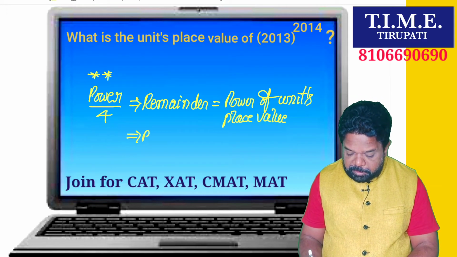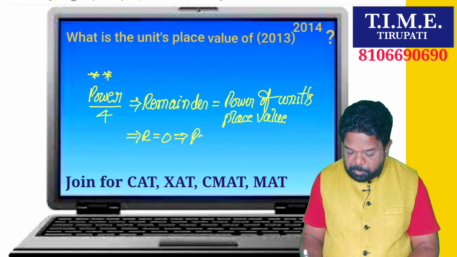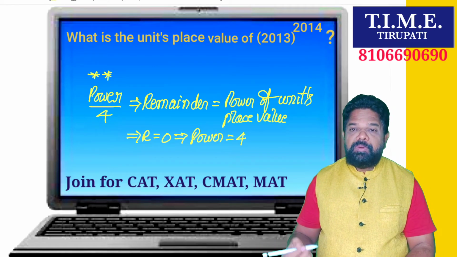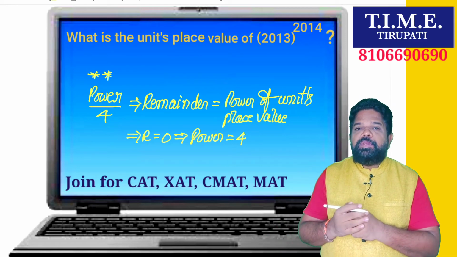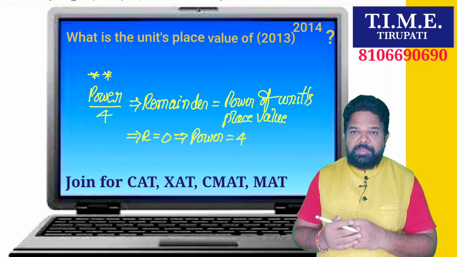Sometimes you get remainder 0. If the remainder equals 0, in that case the power equals 4. So this point you have to keep in mind. This is the shortcut method, the simple approach to calculate the units place value of any large product.